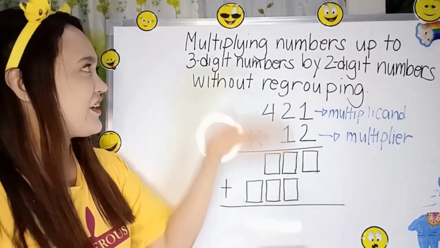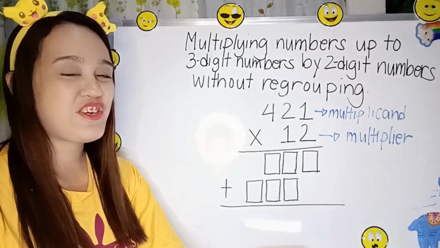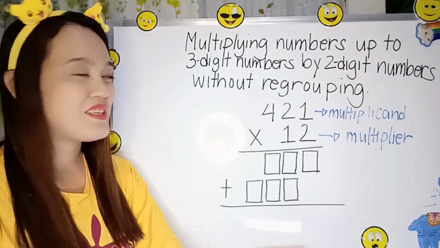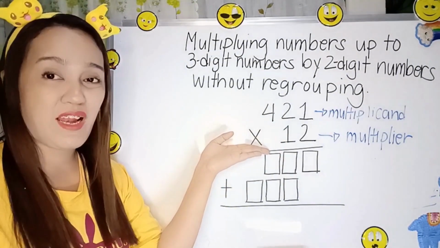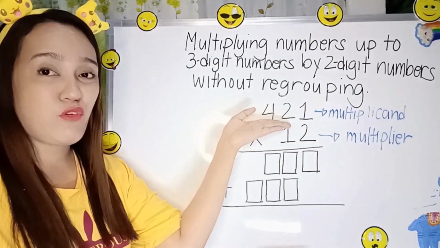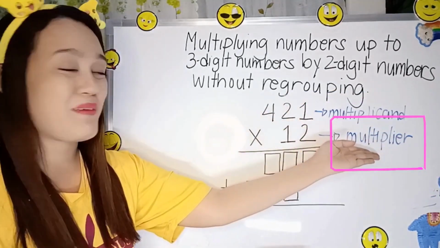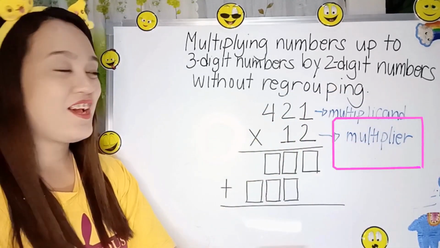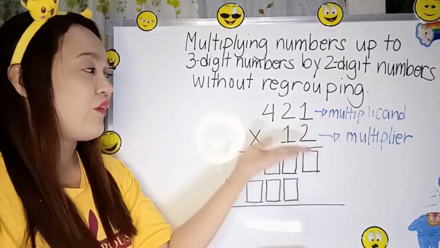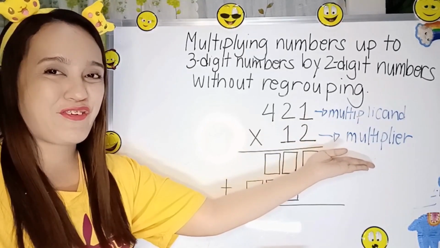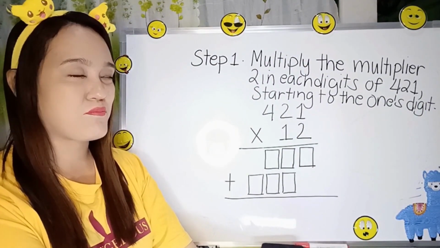So let us try multiplying numbers up to 3-digit numbers by 2-digit numbers without regrouping. So let's have 421 times 12. 421 is the multiplicand, while 12 is the multiplier. We can solve this in 3 simple steps.